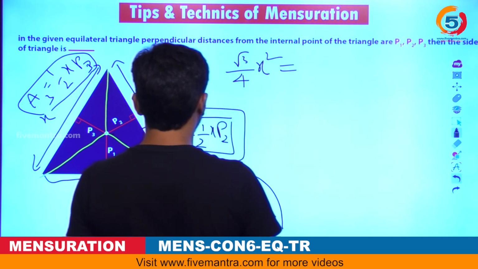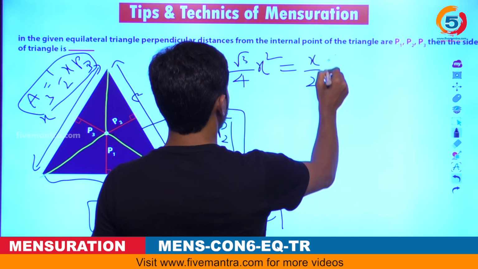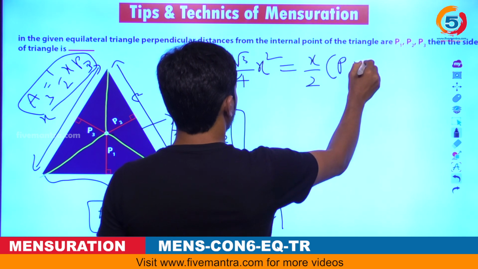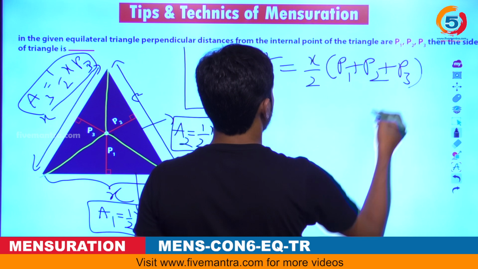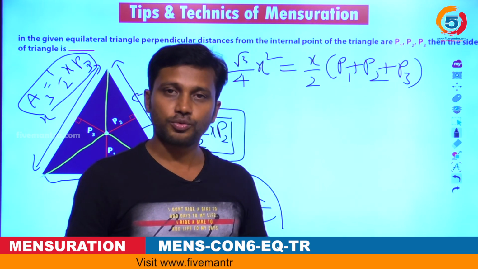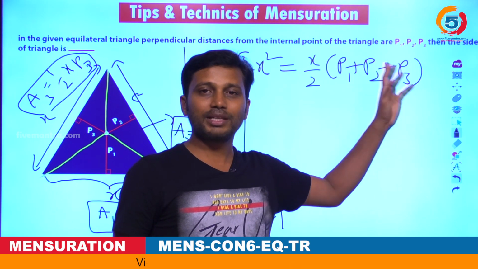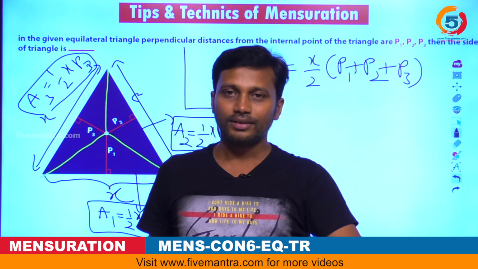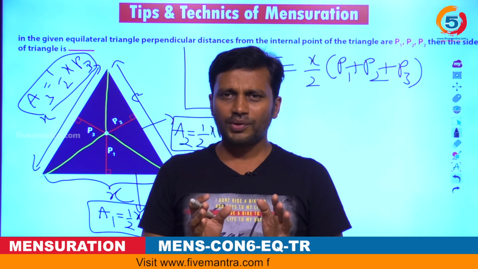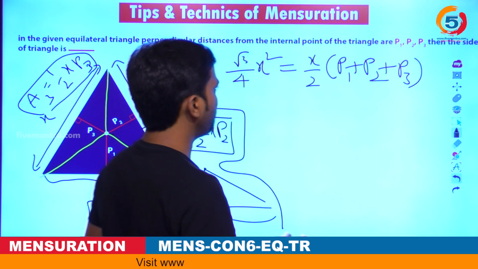Okay, what is the area we got here? x by 2 into P1 plus P2 plus P3. Now we have equated these two. This area is when P1, P2, P3 are the perpendiculars taken, and this is when x is considered as a side. Anyway, what we are going to do is find out the x. So we have to find out the x.